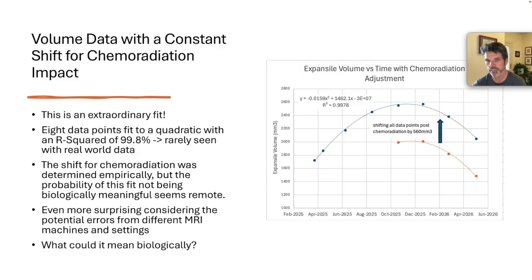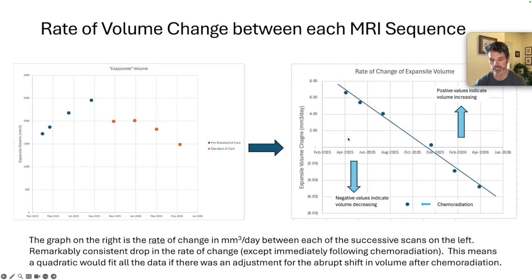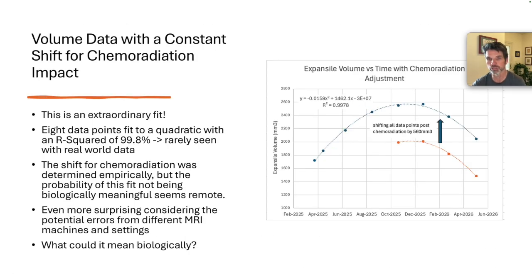That is extraordinary. And it's so extraordinary that, again, I think it's not an accident. I think there is some explanation for this. I did determine that shift empirically just for those 4 data points. But again, it was constant for all 4 of them.